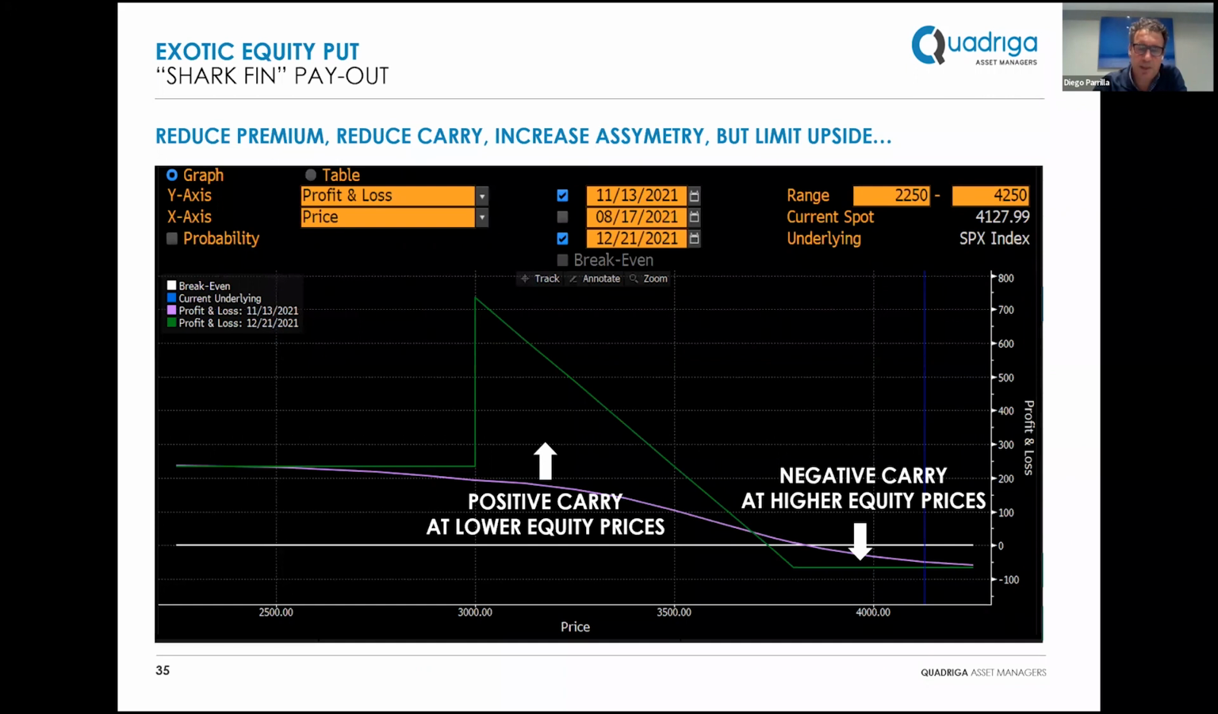It puts us net long volatility, although effectively we're short that tail at the bottom. And very interestingly and importantly, in a scenario where the market goes our way, you basically have very positive carry at lower prices until you might hit the barrier.